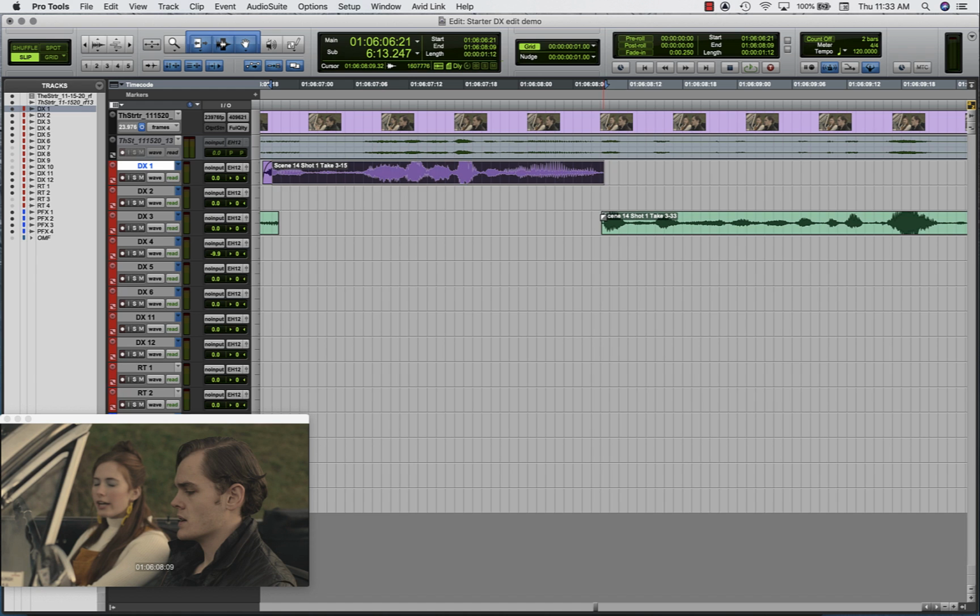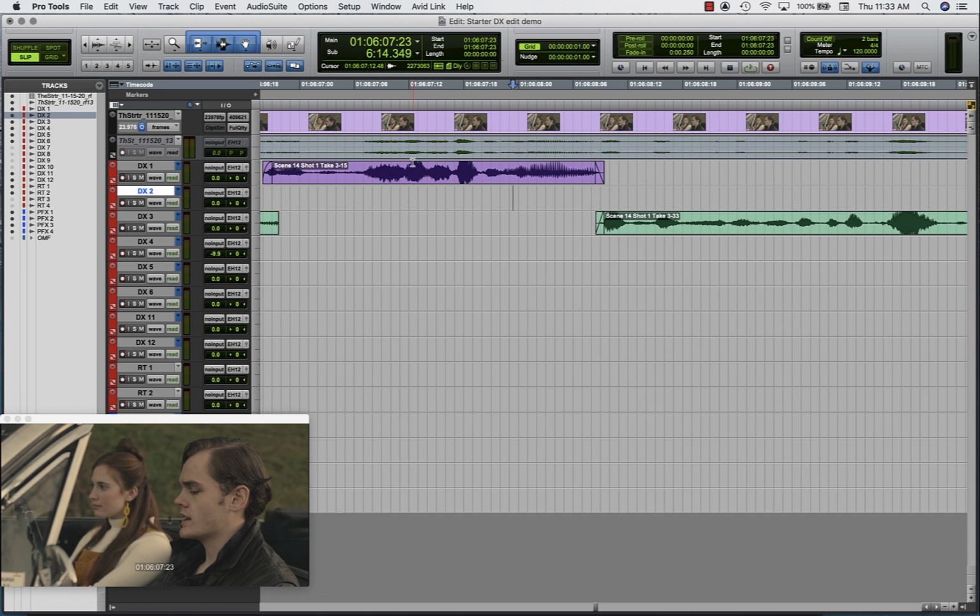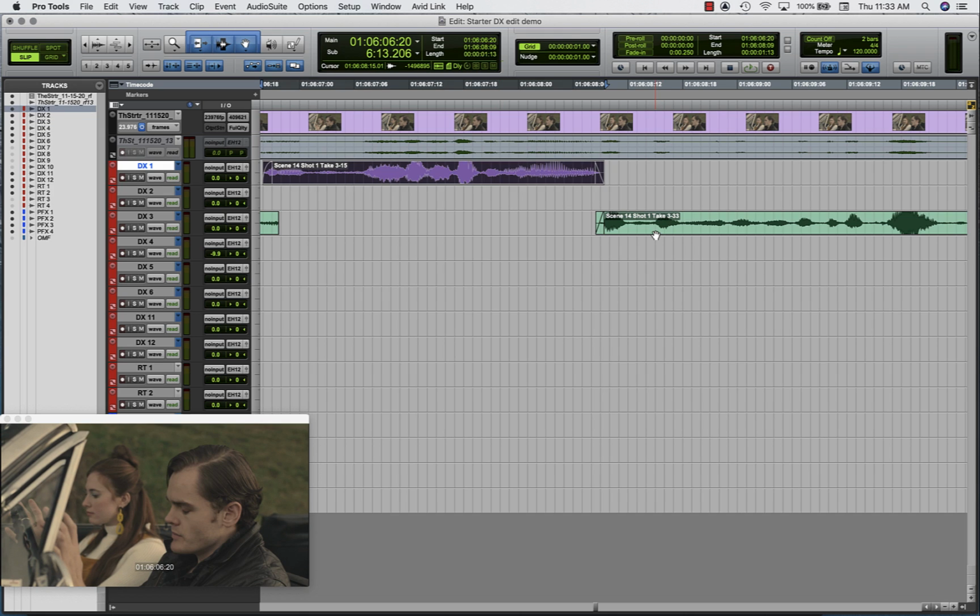The reason you want to is because we may EQ both these characters a little bit differently based on the characteristics of their voice. When you EQ their voice, you're also EQing the ambience behind them. So in that case, you might actually hear a shift because this clip may be EQ'd differently than this clip.